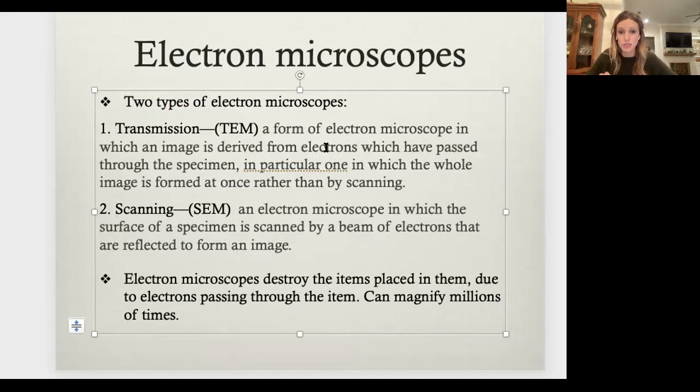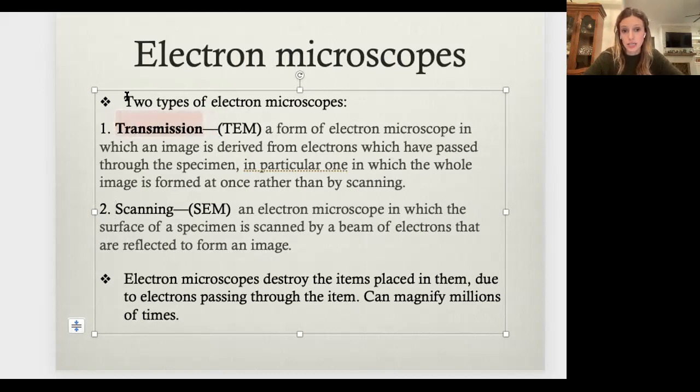Transmission is a form of electron microscope in which the image is derived from electrons which have passed through the specimen, and a particular one in which the whole image is formed at once rather than by scanning. So transmission basically takes a picture. As it shoots the electrons through, it immediately snaps a picture of it, and then the specimen's dead, so you can't use it anymore, but now you have this really awesome picture.